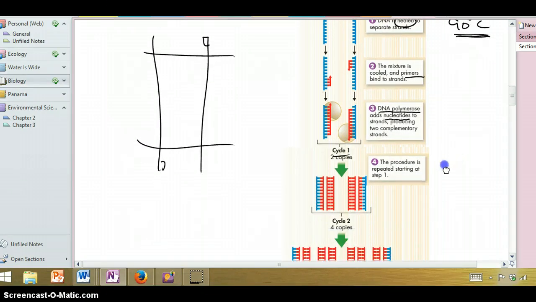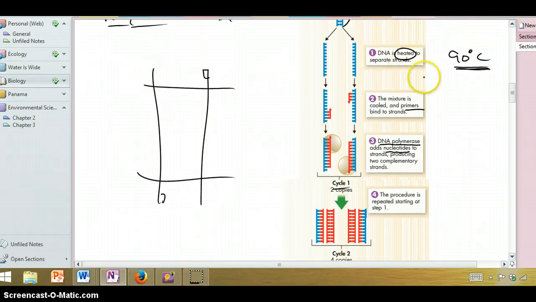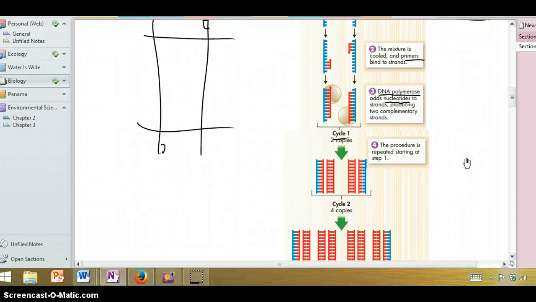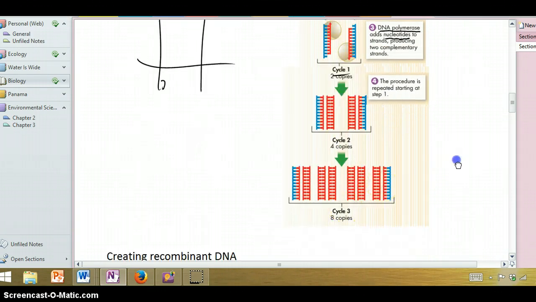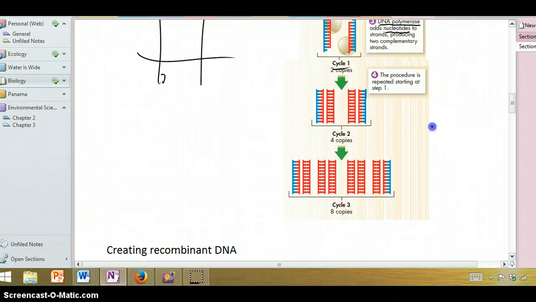All right, so what you do is you heat it up, you attach the primers, you mix in the polymerase and the nucleotides, you build up your new pieces of DNA, and now you have two copies. You just repeat this process again. You heat it up again, mix in the primers, polymerase, nucleotides, and you go from 2 to 4 copies. You do it again, you go from 4 to 8 copies. And you'll do this anywhere from 35 to 40 cycles.